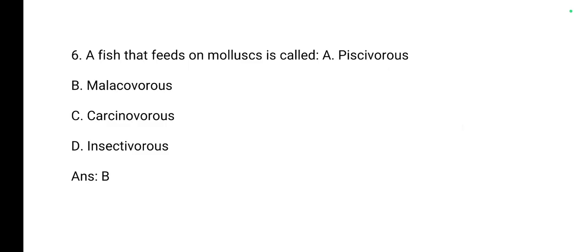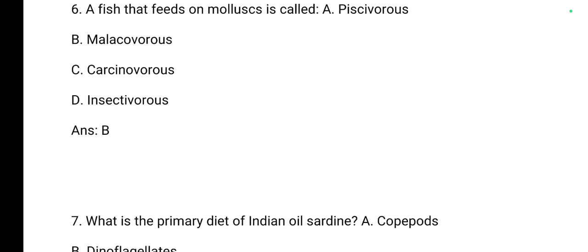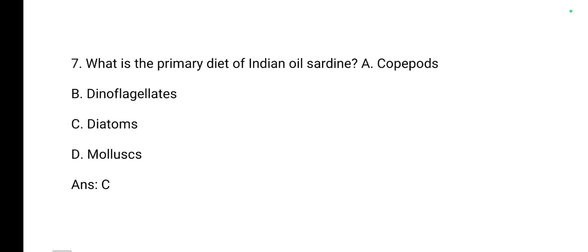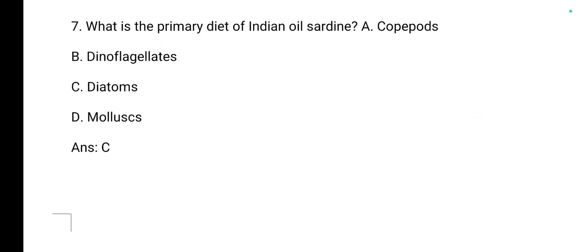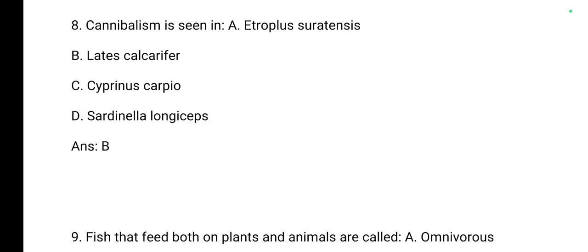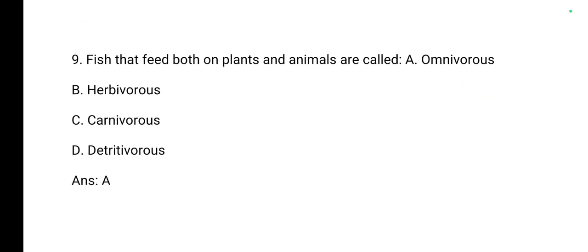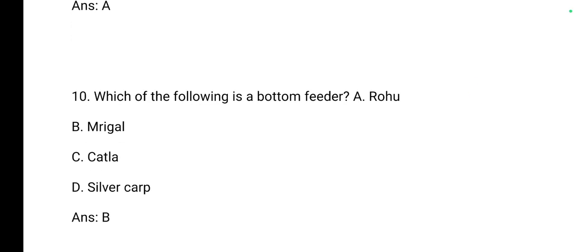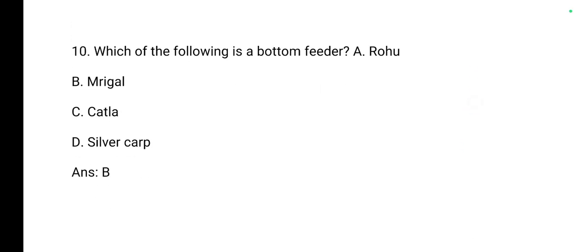A fish that feeds on mollusks is called, so they are known as malacophagous. What is the primary diet of Indian oil sardine? So it is diatoms. Cannibalism is seen in, so the correct answer will be Lates calcarifer. Fish that feed both on plants and animals are called, so they are called omnivorous fishes. Which of the following is a bottom feeder?